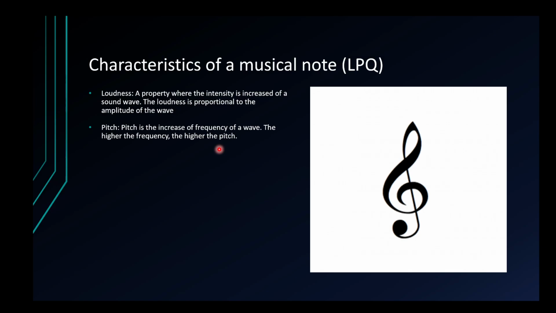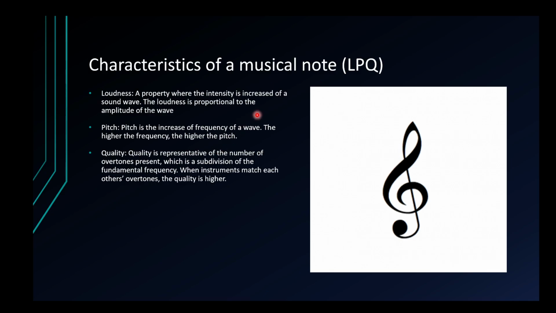So fairly straightforward. And quality is a bit of a weird one. Quality is basically ensuring that all of the sounds coming out of different musical instruments or different sound sources have roughly the same number of phasing wavelengths. So all the wavelengths coming out of each of those instruments have to all be in phase with each other. And it also is proportional to the number of overtones present.